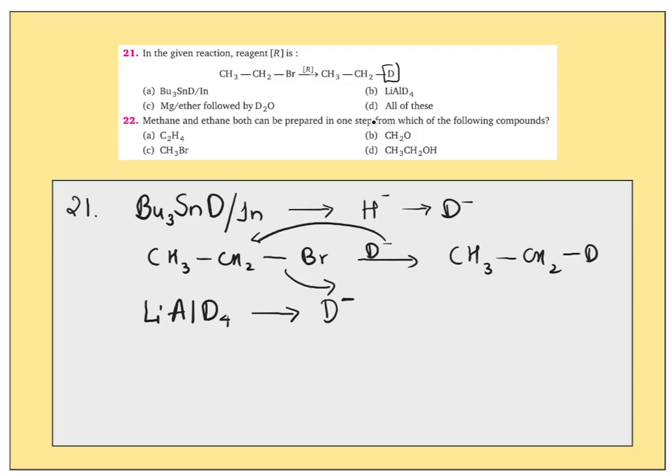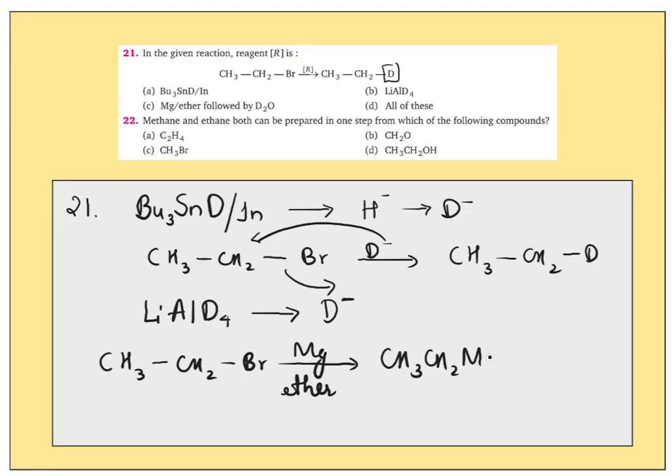And the right option would be option D. Let's also see what is given in option C. In option C, they are preparing a Grignard reagent. How? Say the bromoethane reacts with magnesium in ether. Ether is a solvent. So you are going to get ethyl magnesium bromide, right? So now you are treating this with water.